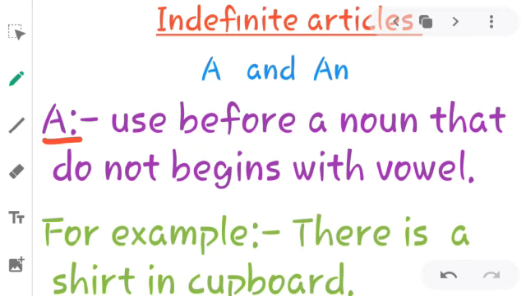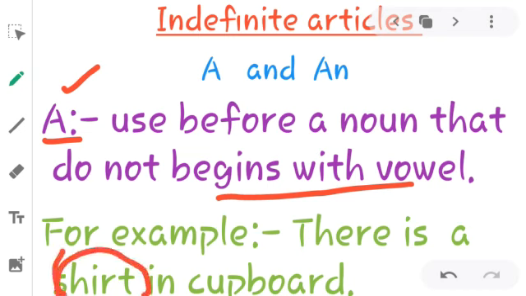A is used before a noun that does not begin with a vowel. Here you can see a noun that does not begin with a vowel, so a comes before it. Like, there is a shirt in the cupboard. Shirt starts with S, so it's not a vowel. That's why we use a before it. A shirt means we are talking about one shirt. So there is one shirt in the cupboard, and shirt is not starting with a vowel. That's why we put a over here.